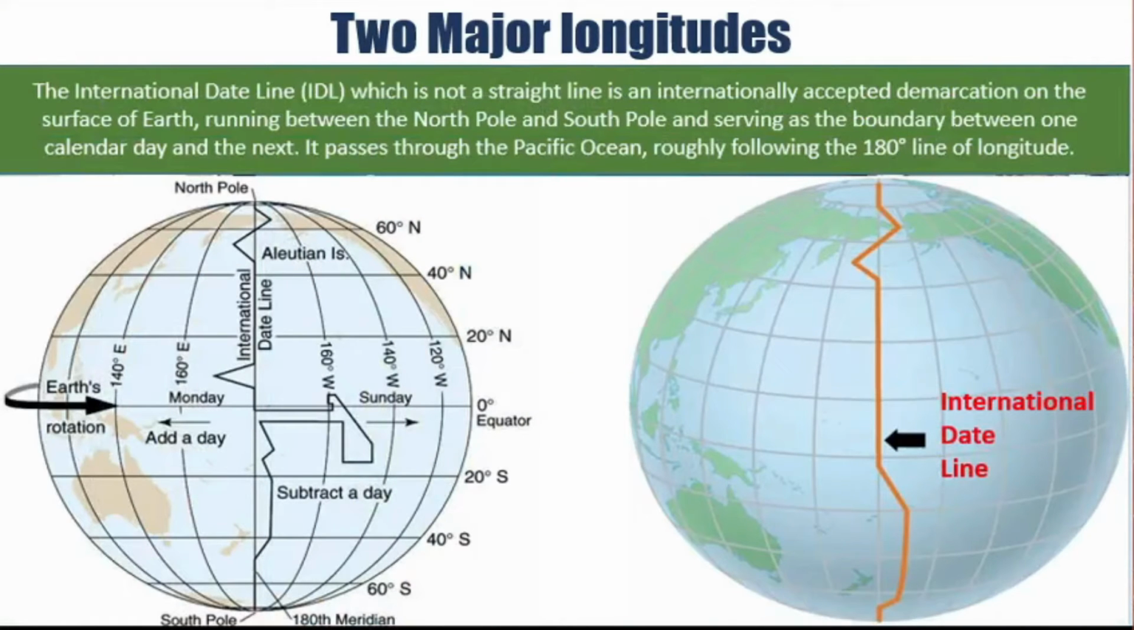The international date line, which is not a straight line, is an internationally accepted demarcation on the surface of Earth, running between the North Pole and the South Pole, and serving as the boundary between one calendar day and the next. It passes through the Pacific Ocean, roughly following the 180 degrees line of longitude.